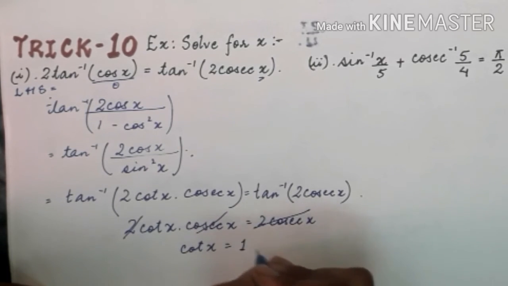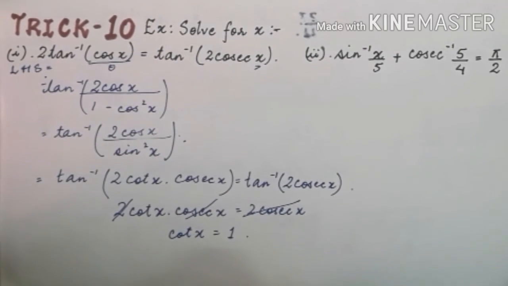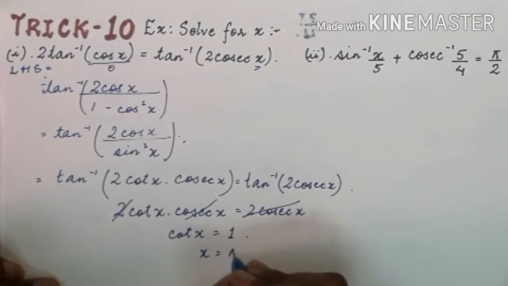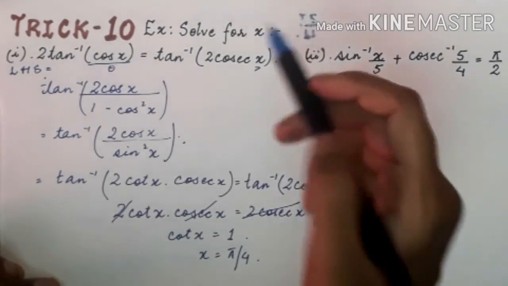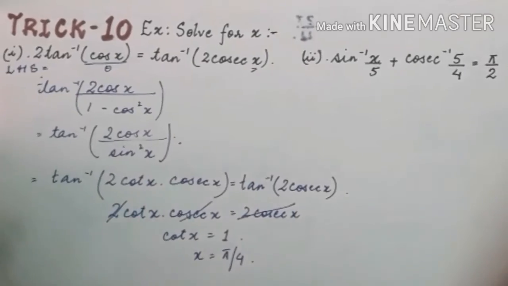Cot x is equal to 1. Now for which value of x is cot 1? It is pi by 4. This is the way you solve this one.